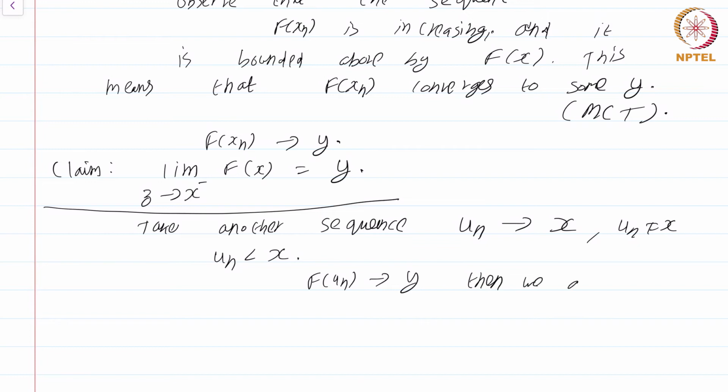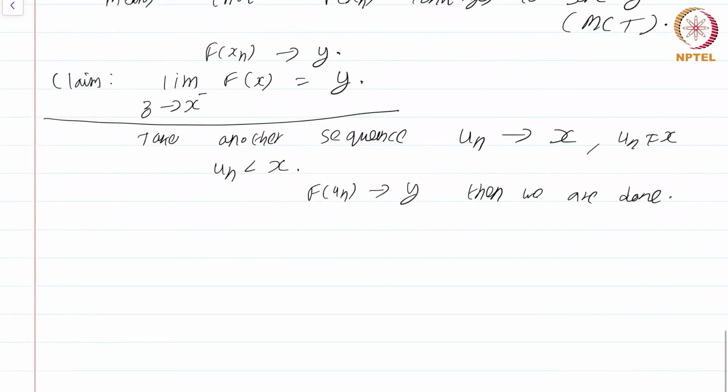Essentially what I'm doing is, no matter what sequence you choose that converges to x but from the left, the image sequence must converge to y. Then the limit as z goes to x minus of f(z) equal to y is true. So this is what I want you to check from the definition of one-sided limit. It's just 2 or 3 lines of verification. Why is this the case?